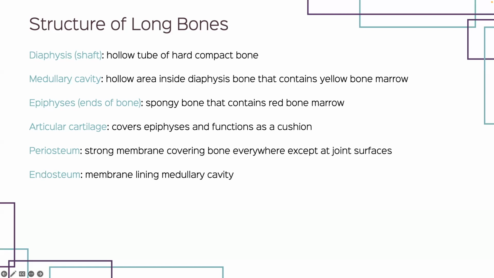Your periosteum is a strong membrane of dense fibrous tissue covering a long bone everywhere except at the joint surfaces, where it is covered with articular cartilage. And then lastly, you have the endosteum, which is a thin membrane that lines the medullary cavity.